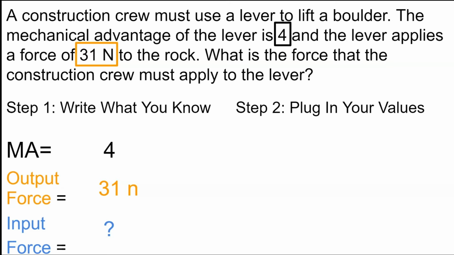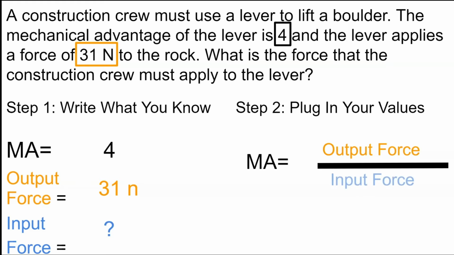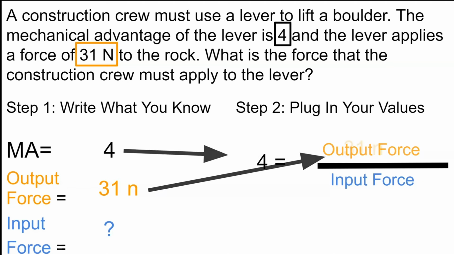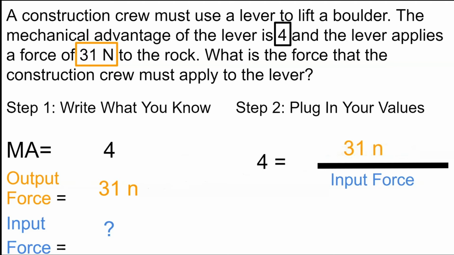So step 2, plug in our values. The formula for this: mechanical advantage is equal to the output force divided by the input force. So we're going to plug in our values. Mechanical advantage is 4. Output force is 31. Now I'm going to show you a long way to do this, and then I'm going to show you the fast way. So I'm going to show you the long way.